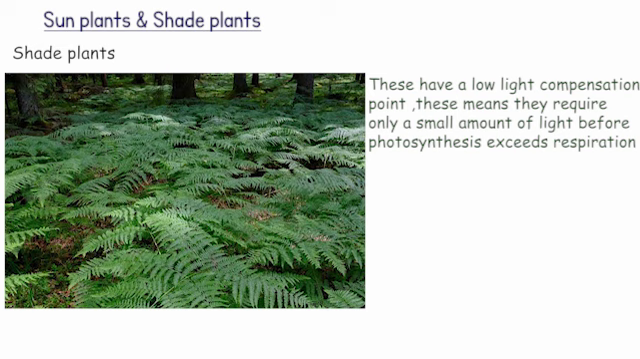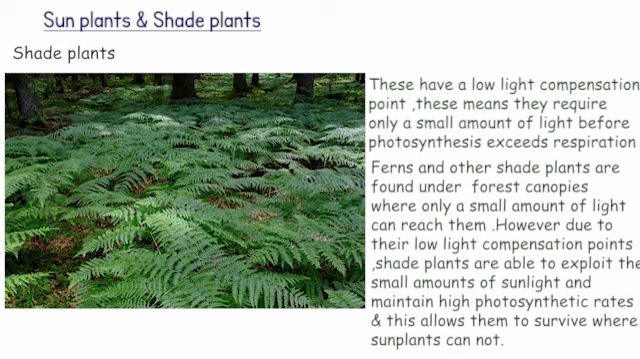Now ferns and other shade plants are found under forest canopies, where only a small amount of light can reach them. However, due to their low light compensation points, shade plants are able to exploit these small amounts of sunlight and maintain high photosynthetic rates, and this allows them to survive in environments where some plants cannot.